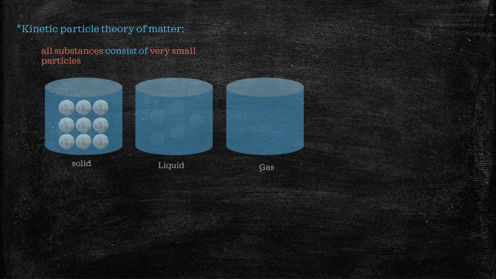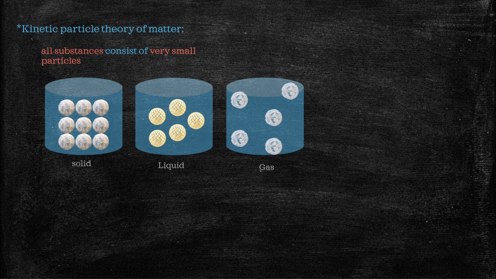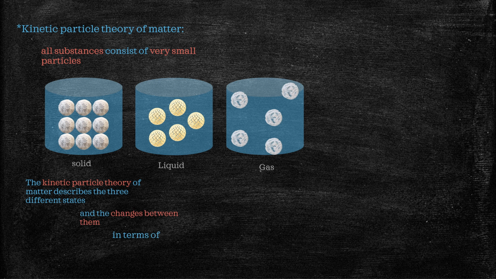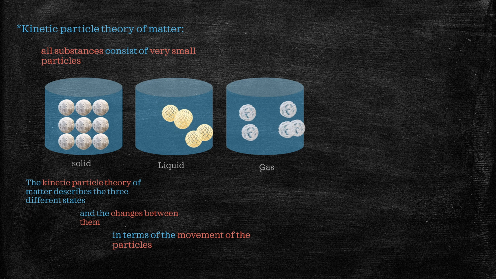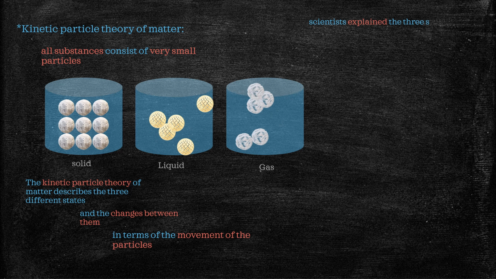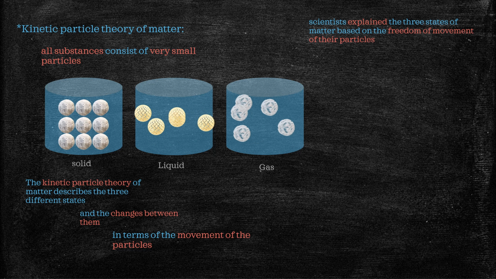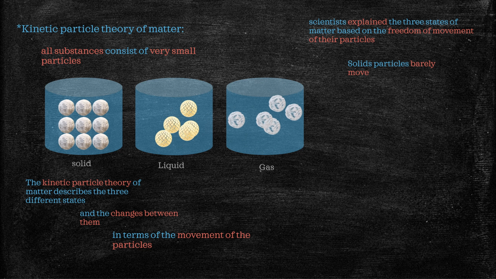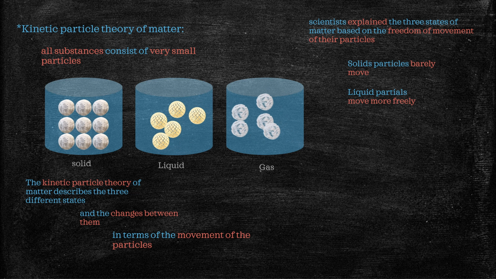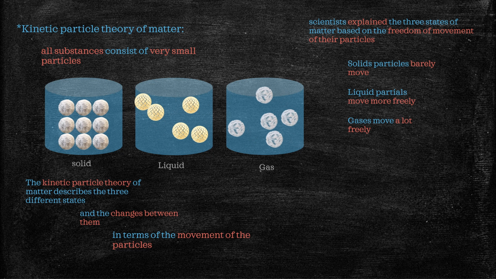This idea that all substances consist of very small particles began to explain the structure of the 3 states of matter. And here is where the kinetic particle theory of matter comes into play. The kinetic particle theory of matter describes the 3 different states and the changes between them in terms of the movement of the particles. We can simplify all that by saying that the scientists explain the 3 states of matter based on the freedom of movement of their particles. So solids particles barely move, and liquid particles move more freely. And lastly, gases move a lot more freely.